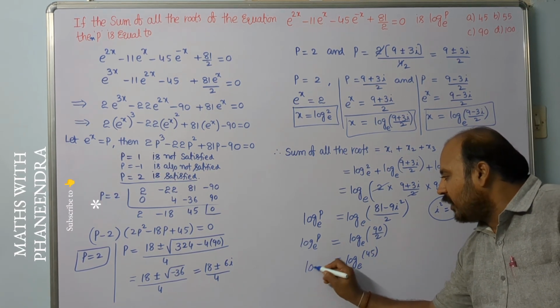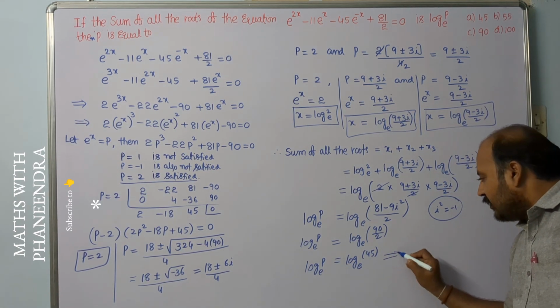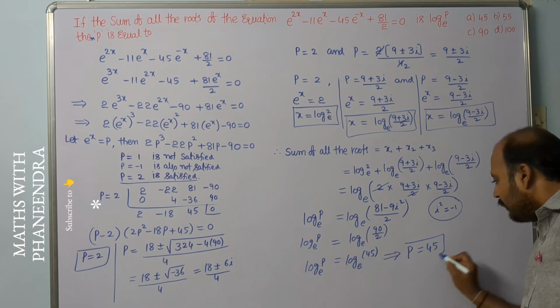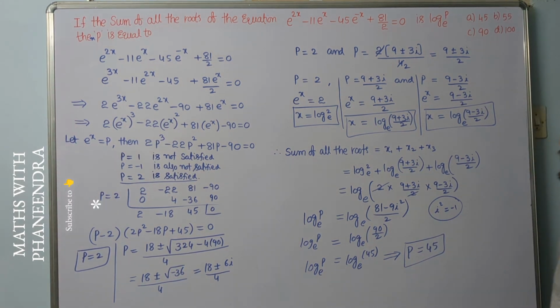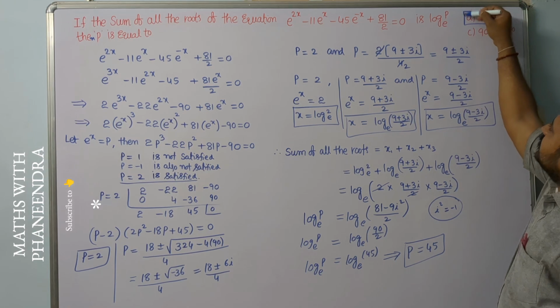Log p to the base e. So comparing both the logarithms, that implies p equal to 45. Therefore, the value of p is 45. It is there in the first option, dear students.